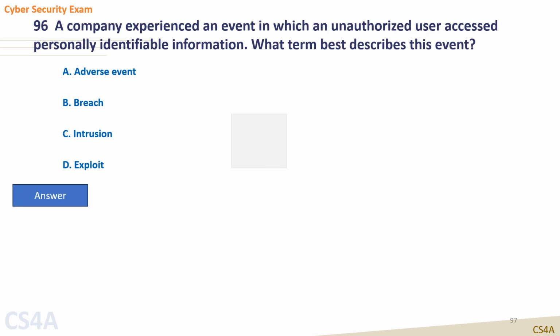Here the question is: a company experienced an event in which an unauthorized user accessed personally identifiable information. What term best describes this event? Adverse event, breach, intrusion, or exploit. So as per the definition, the breach is the correct answer.